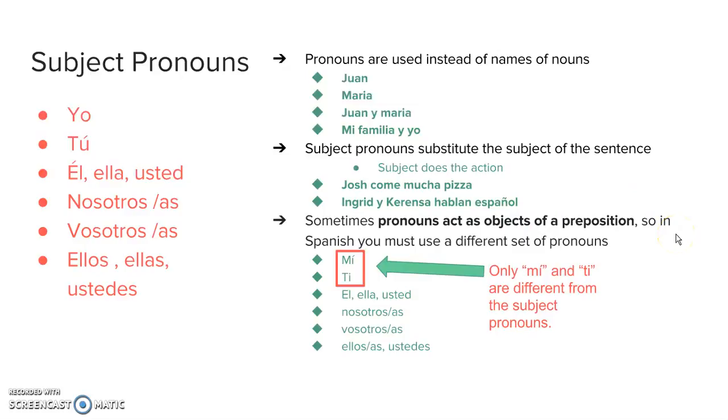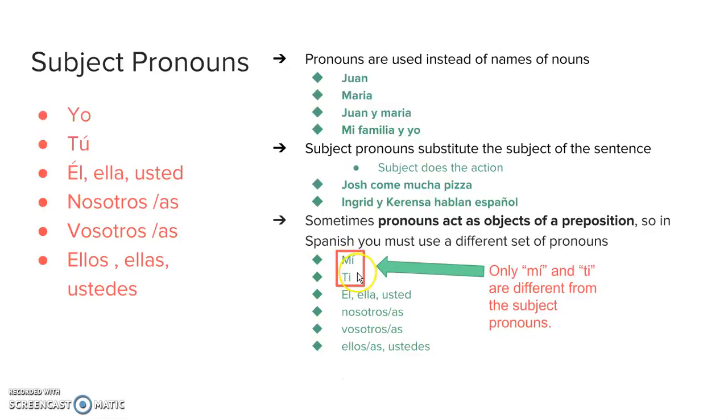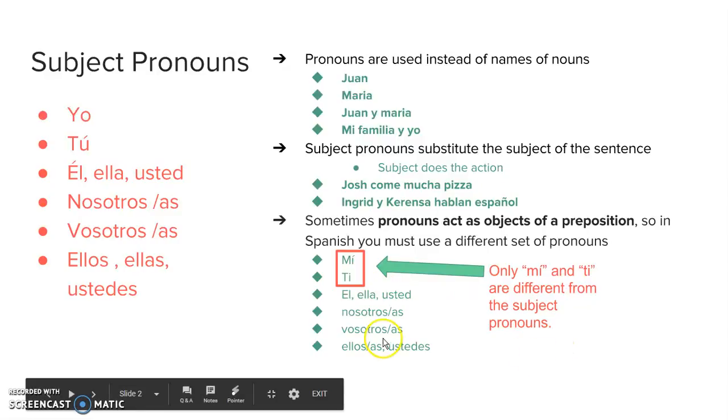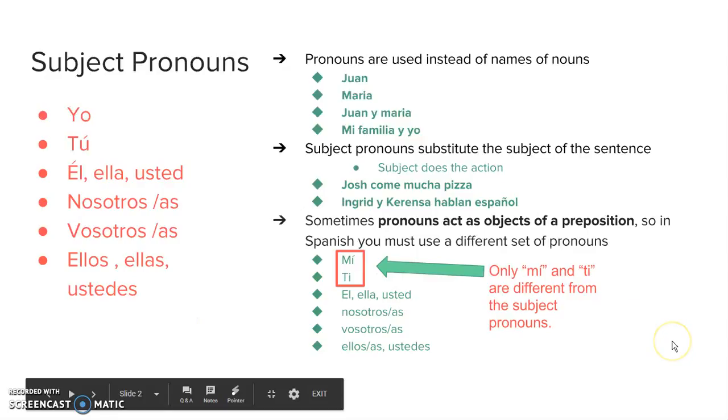Okay. Sometimes pronouns act as subjects. Sometimes pronouns act as objects of prepositions. So in Spanish, we have to use a different set of pronouns, okay? And notice that mí, ti, él, ella, usted, nosotros, nosotras, vosotros, vosotras, ellos, ellas, ustedes. So we have these here. And the only things that are actually different are mí and ti, the yo and the tú. Right? Everything else is the same. So we will be using these in a second.